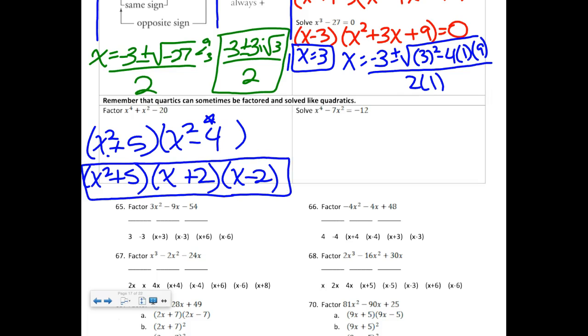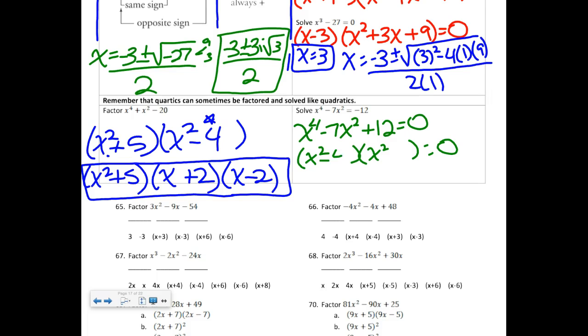Whereas our other one says we're going to solve. What's wrong with this one before we even start it? It doesn't equal 0, so I'm going to move over the 12 right away. And then we're going to factor, so I'm going to have x squared and x squared. I need two numbers that multiply to 12 and add up to negative 7. 4 and 3, so they're both going to be negative. Now, if I said factor, obviously I would have you guys do some stuff, but since we're solving, we're going to do something else.